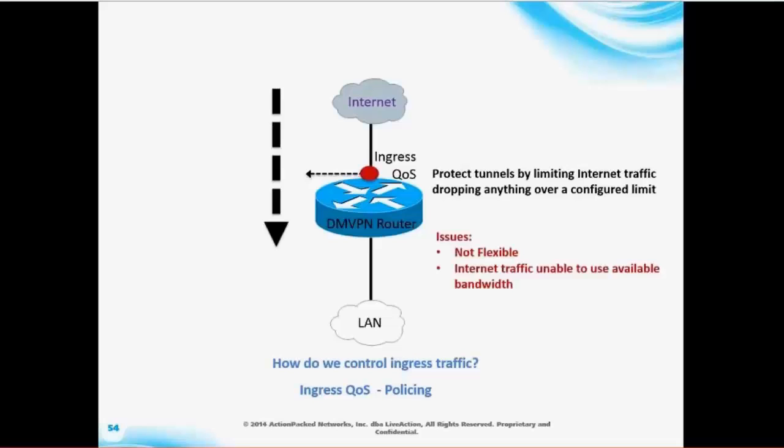Now, the downside to this is it's not very flexible. What we have policed is a hard-coded limit. There's nothing that allows us to have our casual internet traffic adaptively consume unused bandwidth if the tunnel doesn't need it. So it's always locked in, and we don't have much control over that. So definitely this works as well, but I would use this as a backup option.